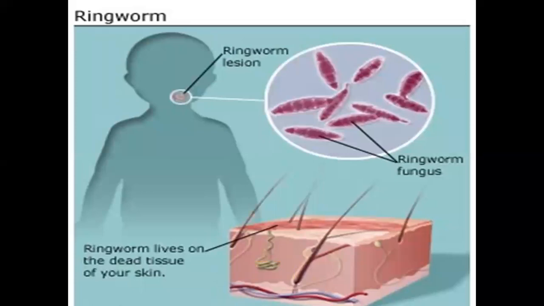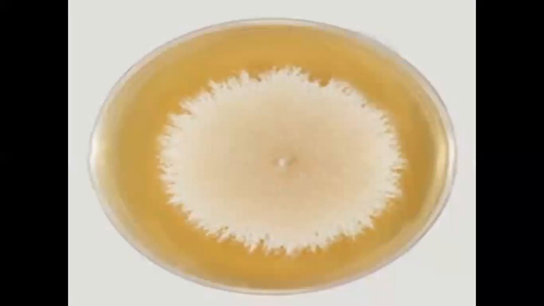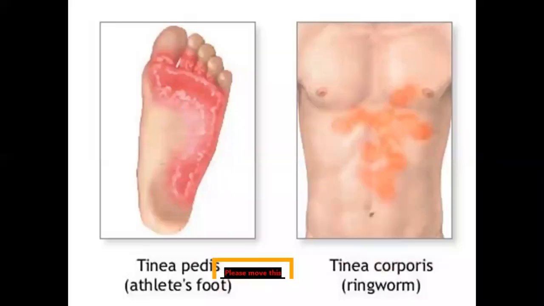This is the dermatophyte. You can see it is a hyphal fungus with macroconidia present on the tip. So these are macroconidia. This is Sabouraud's agar, and this is the culture of dermatophytes. Tinea pedis, which is also called athlete's foot, and Tinea corporis, which is the tinea causing infection on the thorax and the abdomen and the back.